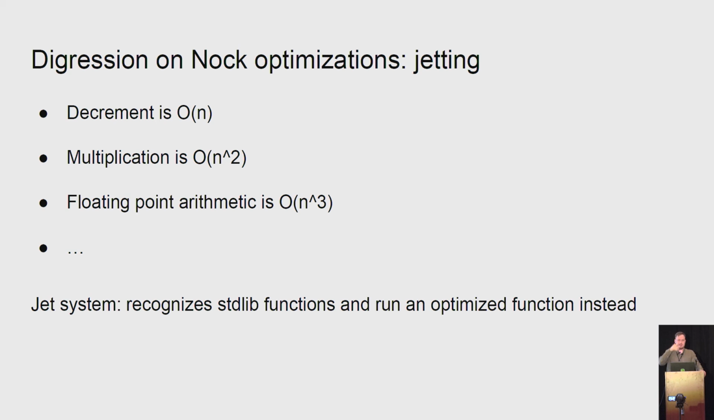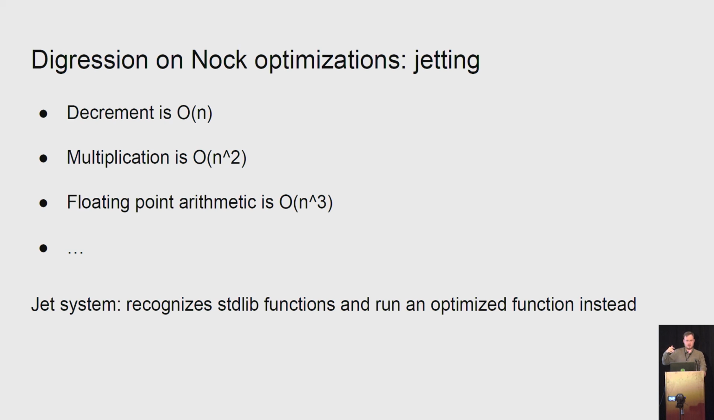It is expected, and at this point I would like to make a little digression on how we optimize running Nock. The first optimization that we do is jetting code. As Curtis mentioned in his speech, the decrement is O(n) since you need to count up from 0 to n-1. Similarly, the best case for multiplication of atoms is something like O(n squared). Floating point arithmetic, according to my estimates, is something like n cubed. And in all of these examples, n is the value of the atom, of the integer.